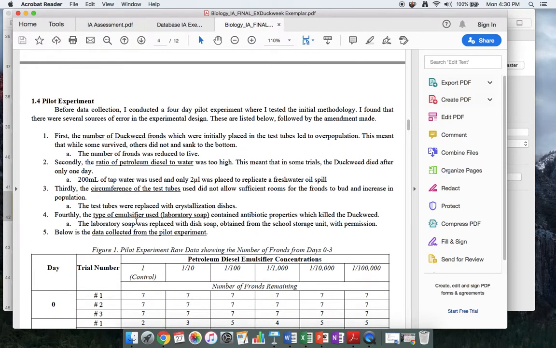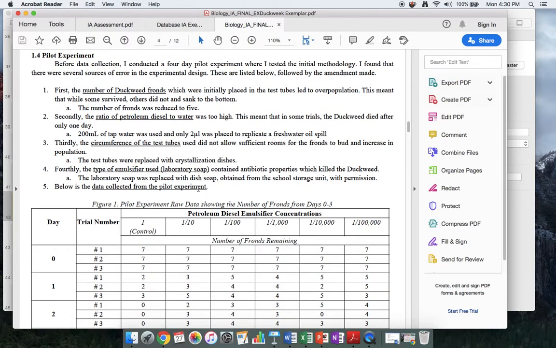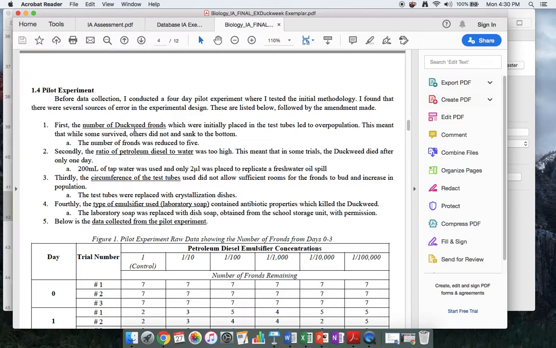This student chose to do a pilot experiment, which is a good choice because they learned a lot of things. They started off by finding out that they put too many duckweed fronds initially in the container, and it grew too quickly. It outgrew each other, and they all died. So that didn't work. They used too much petroleum diesel to begin with, and that was a problem. It killed everything way too quickly to see any difference between the different iterations and trials. The container was too small. They used a bigger container. And they used an emulsifier, soap, that included antibiotic, which is not good for duckweed.